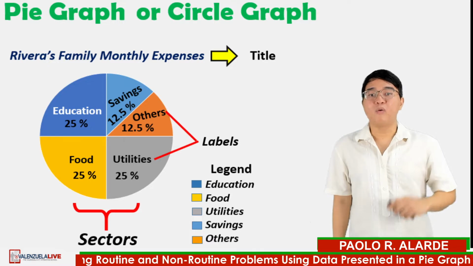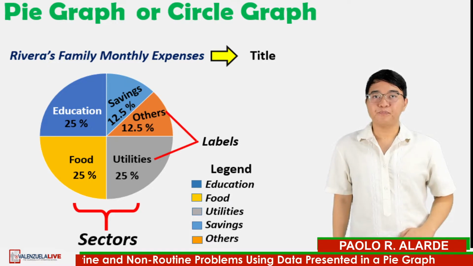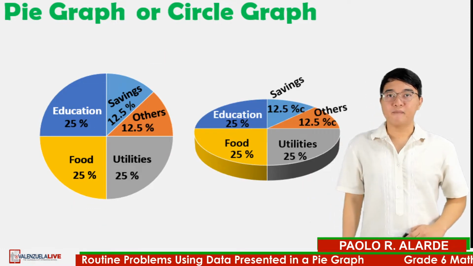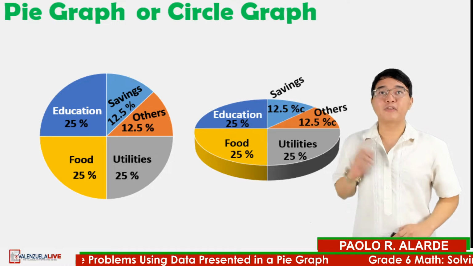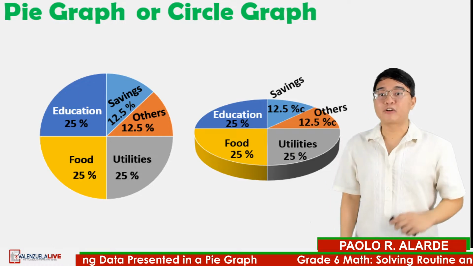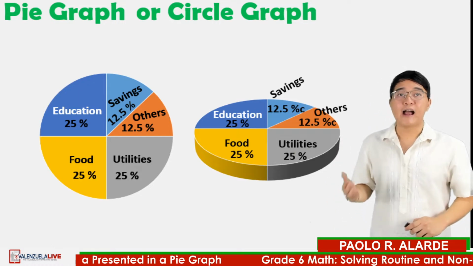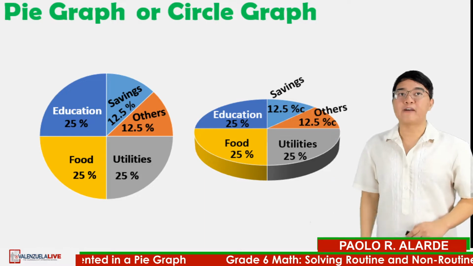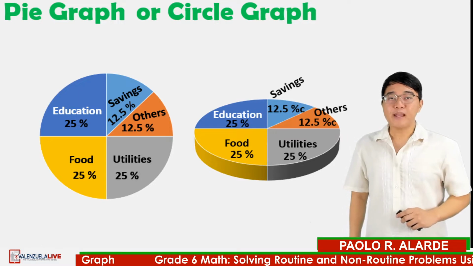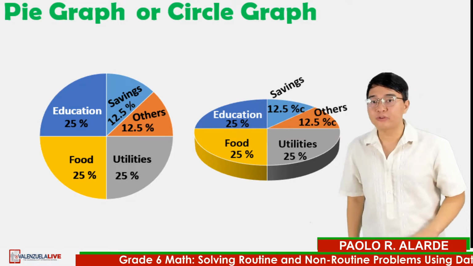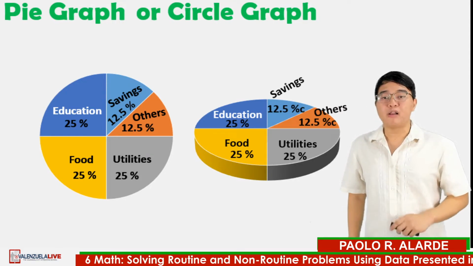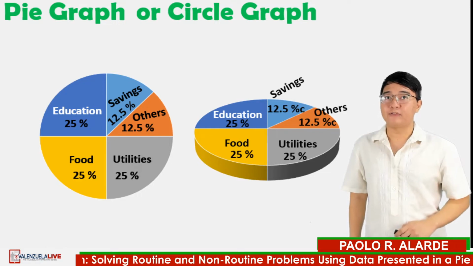So that is what a pie graph is. A pie graph can also be illustrated this way. Sometimes a pie graph looks like a circle divided into parts, like the first illustration. But it could also be like this circle, a three-dimensional circle graph. Okay, so now that you know what a pie graph is, how it is being used, and what its purpose is, now we are going to recall how to construct a pie graph.